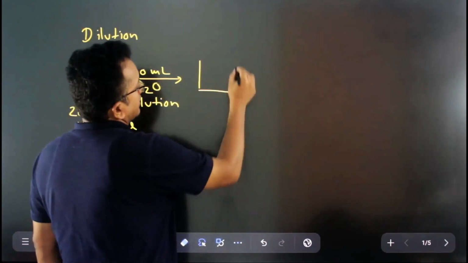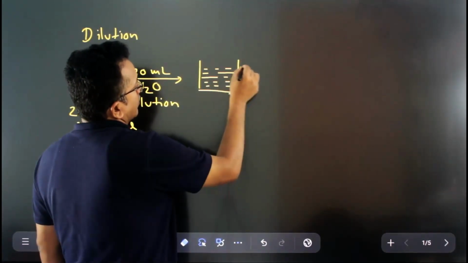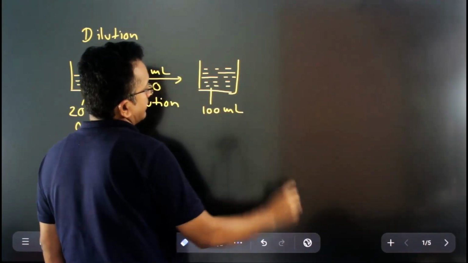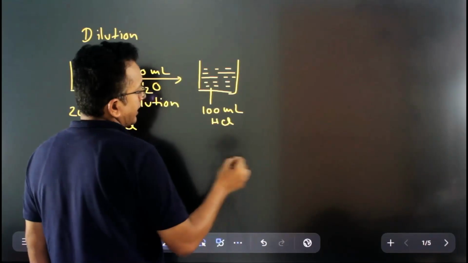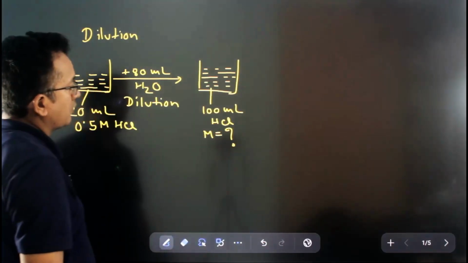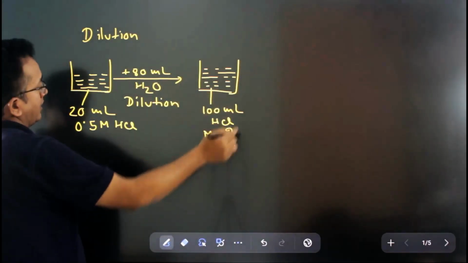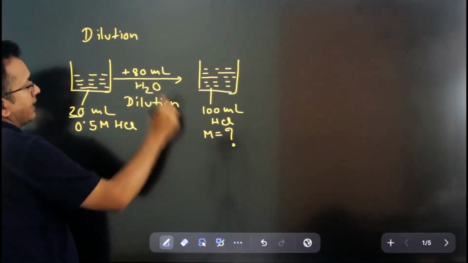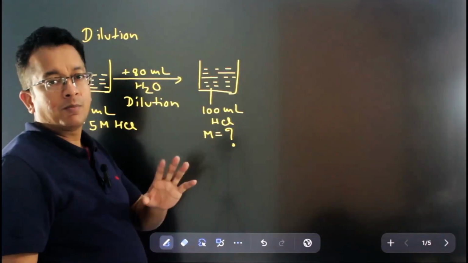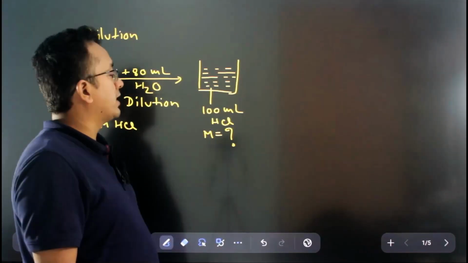After dilution, the total volume of the solution becomes 100 ml. Now this is 100 ml of HCl. What is the molarity of this 100 ml solution of HCl? Previously it was 20 ml, we are adding 80 ml of water, so the total volume becomes 100 ml. Now the volume has changed, so the molarity will obviously change.